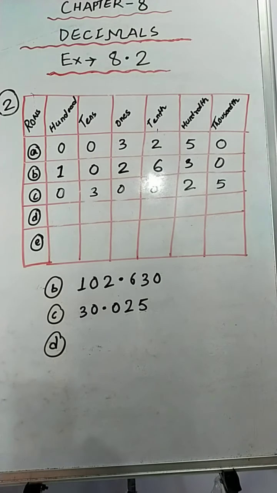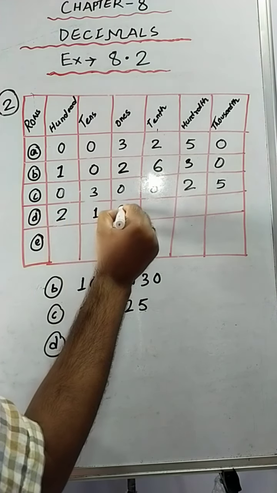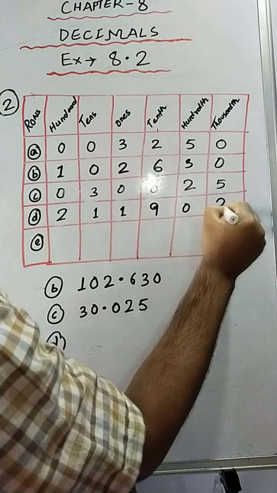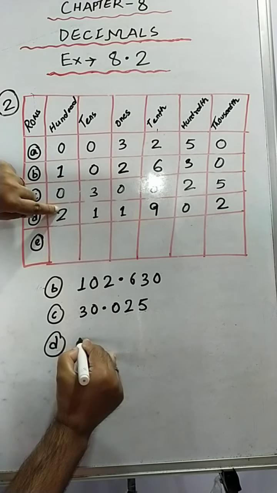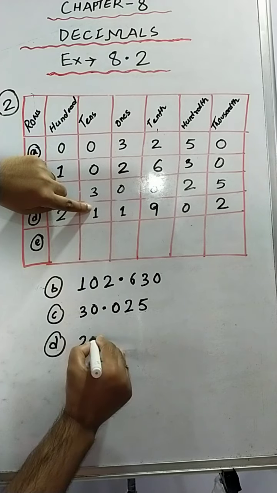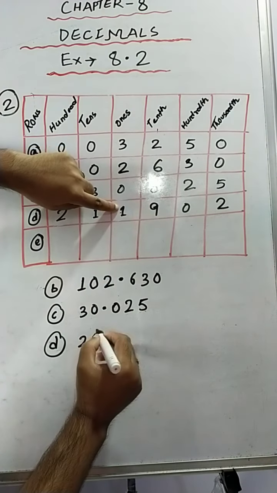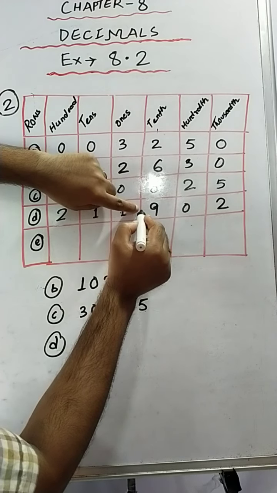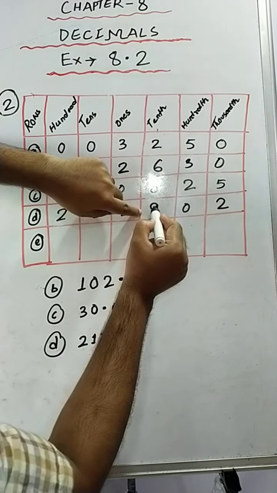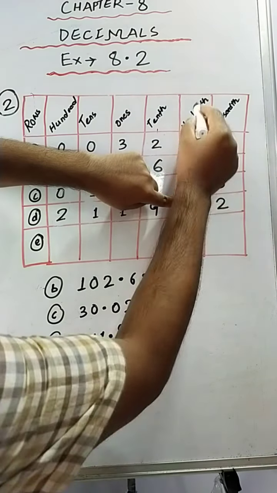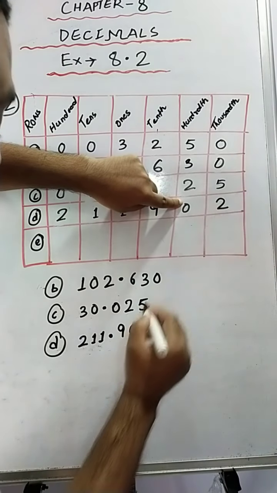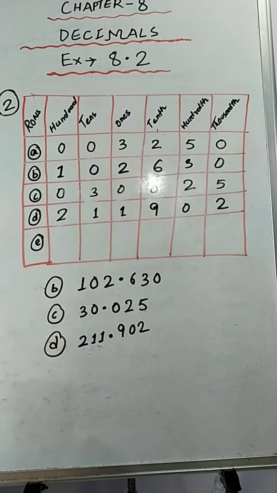Now let's do number D. What is number D given? 211902. This is the required number given. How many hundreds are given? 2, so we write 2. How many tens are given? 1. How many ones are given? 1. From here we give the decimal, so put a decimal point here. Now how many tenths are there? 9. How many hundredths are there? 0. And how many thousandths are there? 2. So this is the required decimal form of number D.